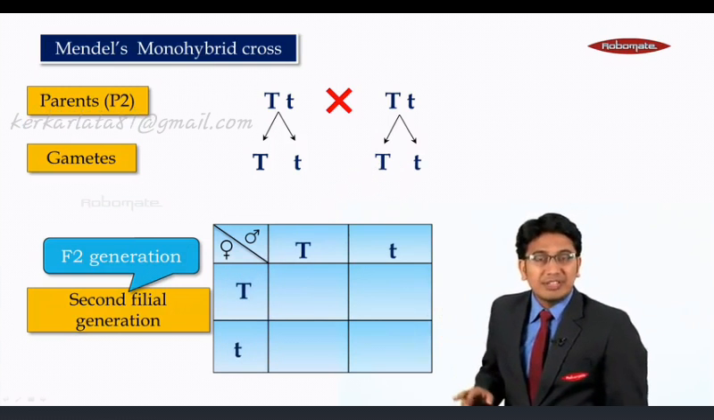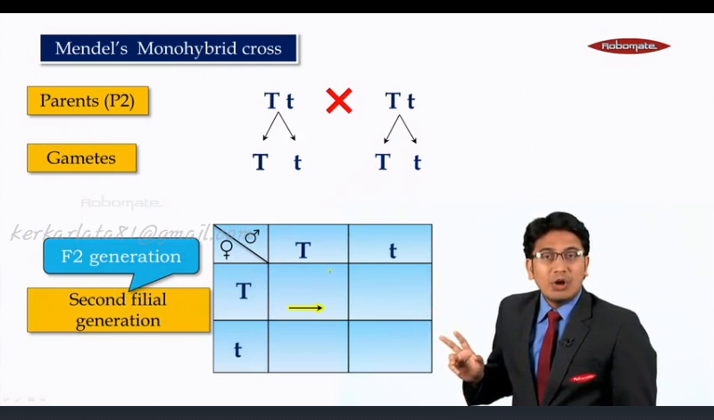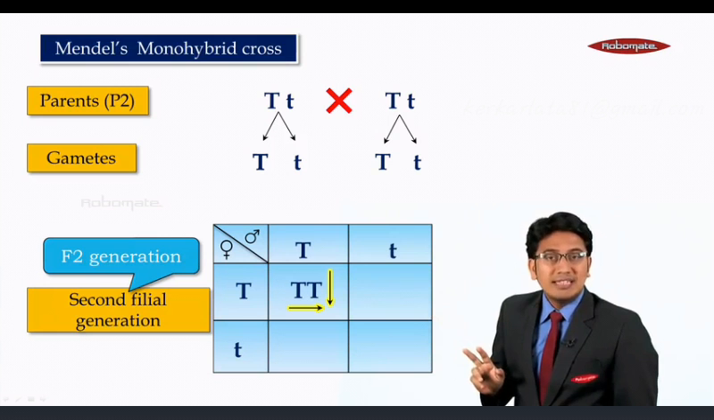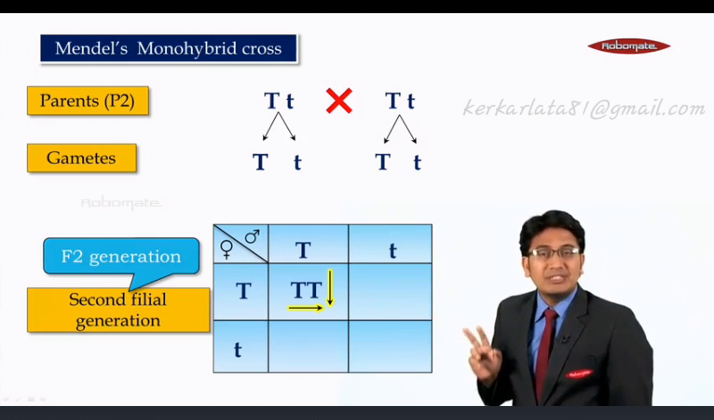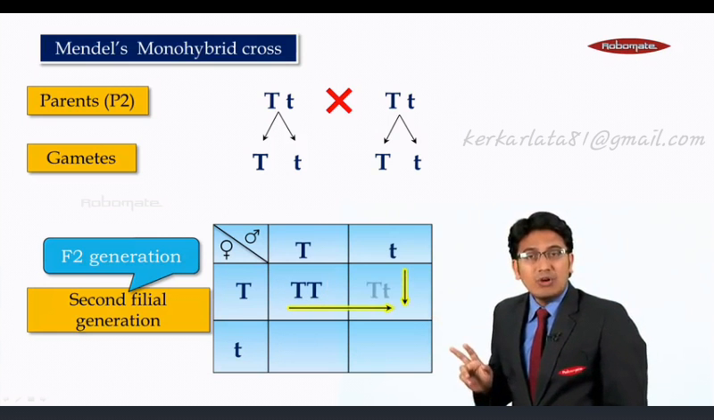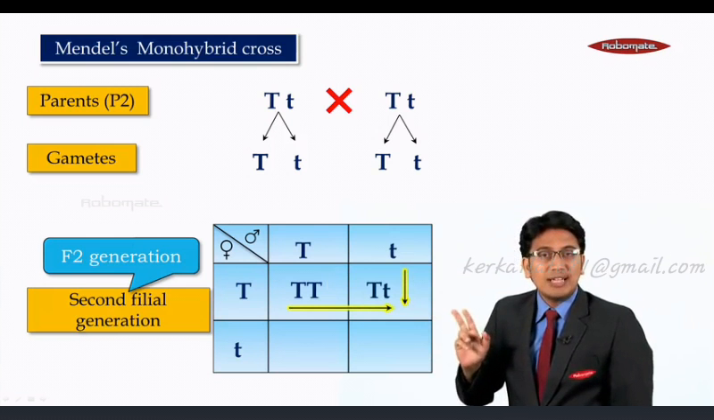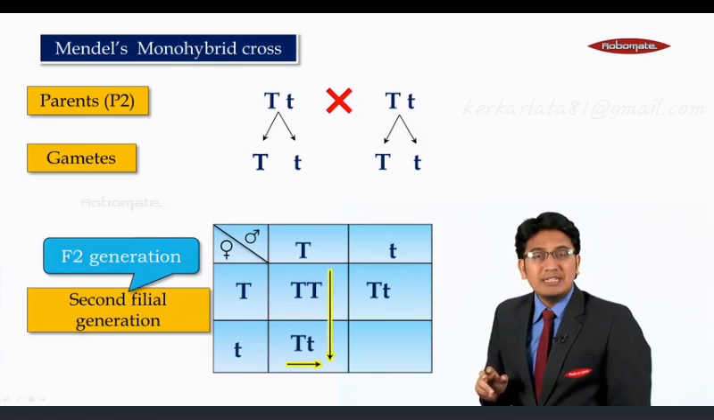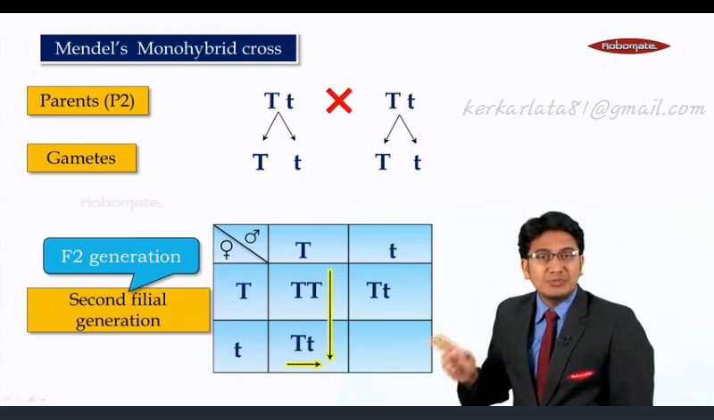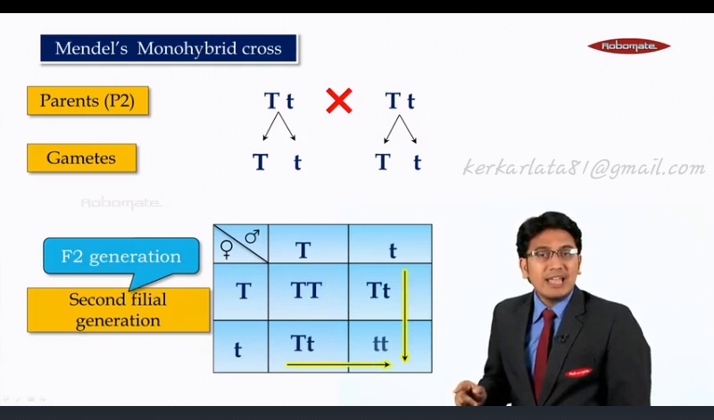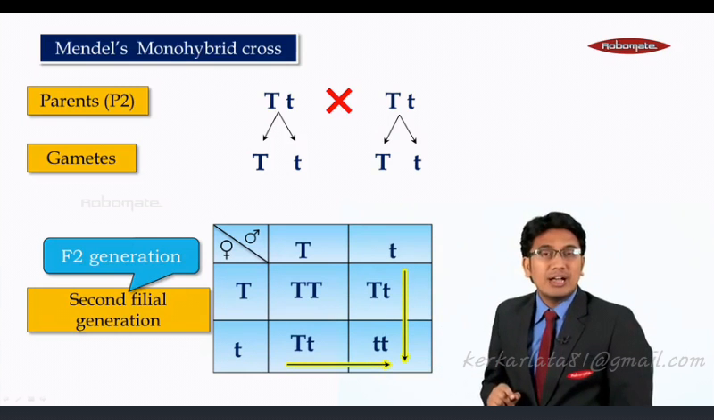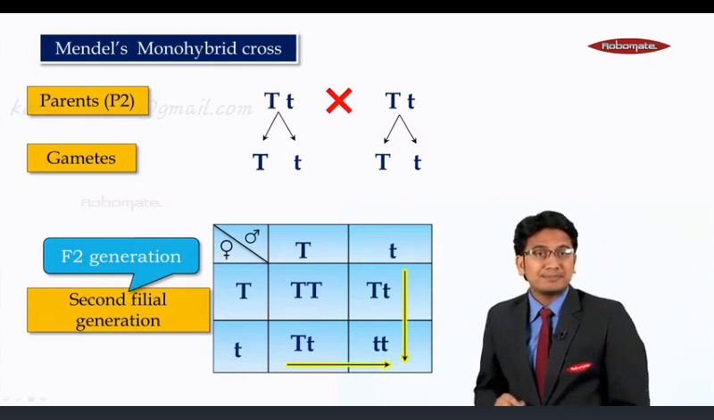Now he started crossing them. He crossed one male and one female gamete. He got a new cell with capital T, capital T. He again crossed the capital T with the small t. He got capital T, small t. And now he crossed the capital T with a small t. He got a capital T, small t. And the second female gamete with the second male gamete, and he got a small t, small t.